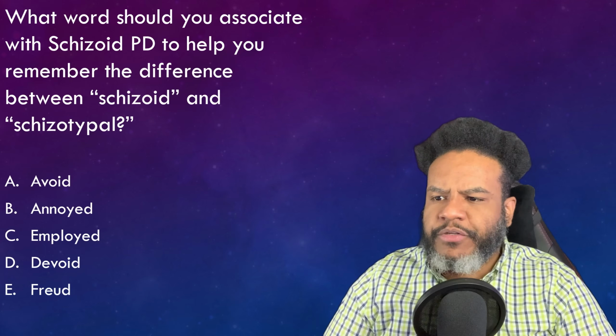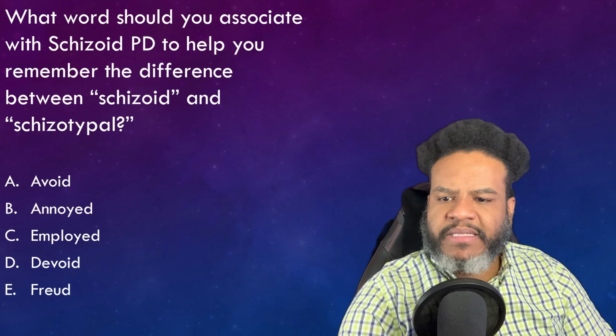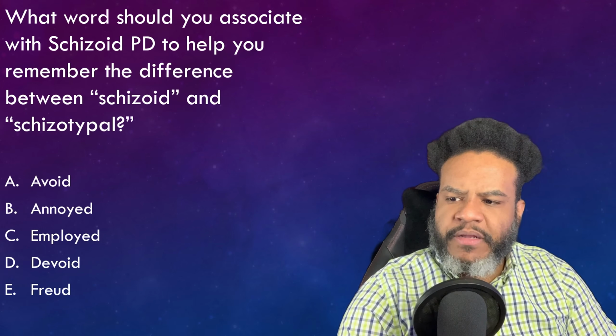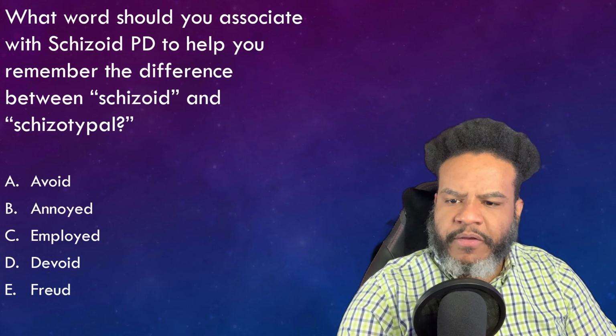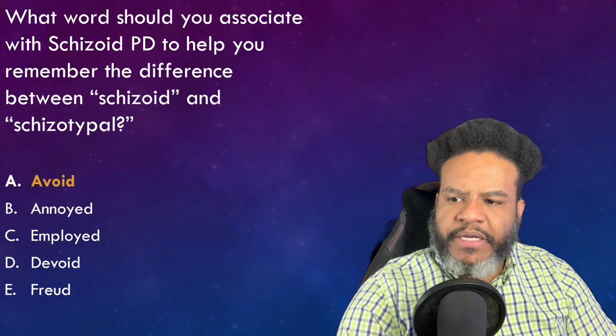What word should you associate with schizoid personality disorder to help you remember the difference between schizoid and schizotypal? A, avoid. Remember, schizoid, avoid.